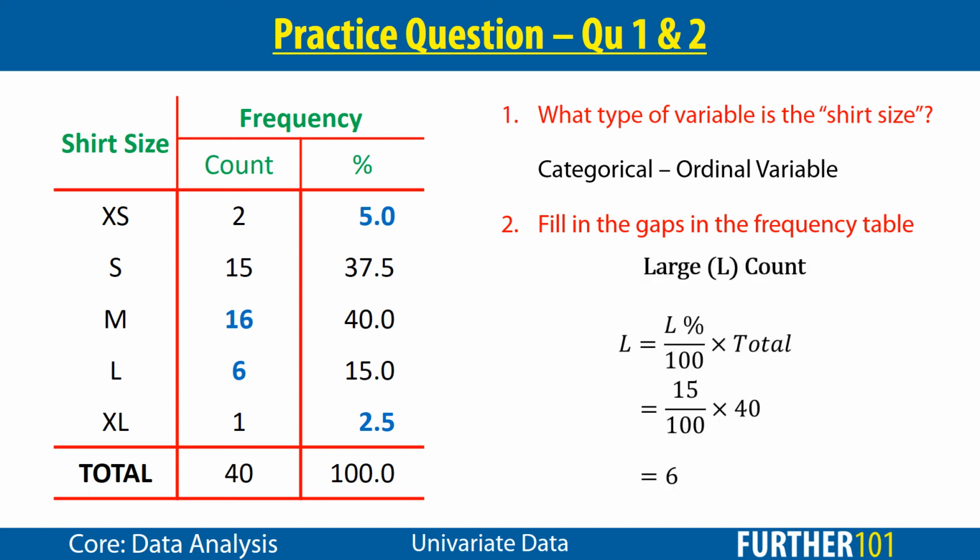We'll do the same thing for large as well. We had 6 shirts sold in the large size, and we calculated that by taking the 15%, dividing it by 100, and multiplying that by the 40 shirts sold in total.